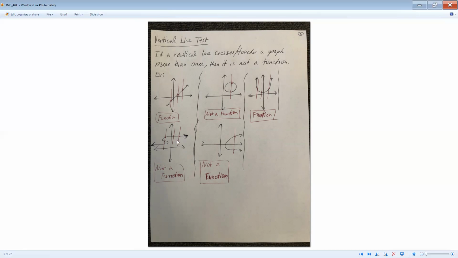This graph here, even though drawing a vertical line through it over to the right only touches it once, when I get to the left, when I draw my vertical line through it, it touches it 3 different times, so it's not a function. And then this sideways parabola is not a function as well.